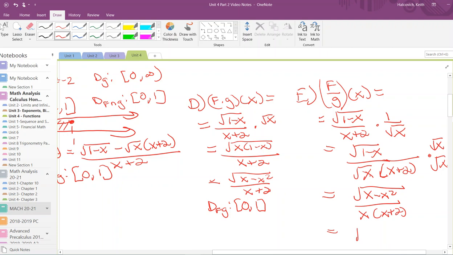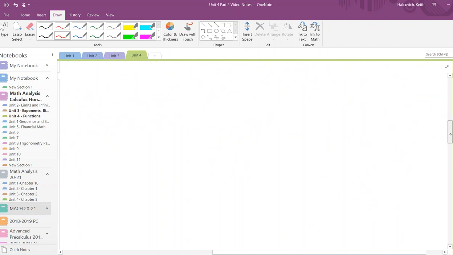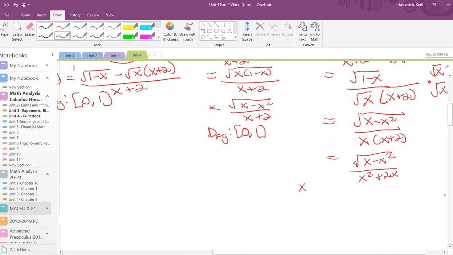So it's equal to the square root of x minus x squared over x squared plus 2x. And notice the numbers that make this equal to 0. Here we know, besides it being between 0 and 1, that x cannot equal 0 and x cannot equal negative 2. So since the domain was between 0 and 1, including both, now we know for f over g, it does not include 0, but includes 1.